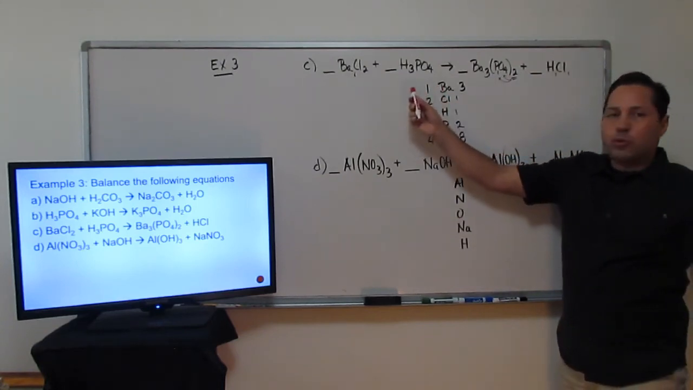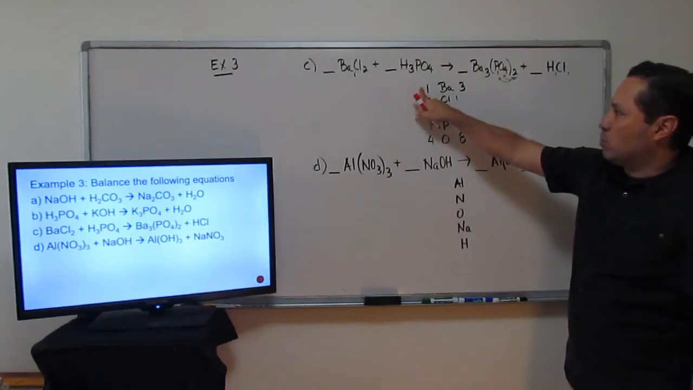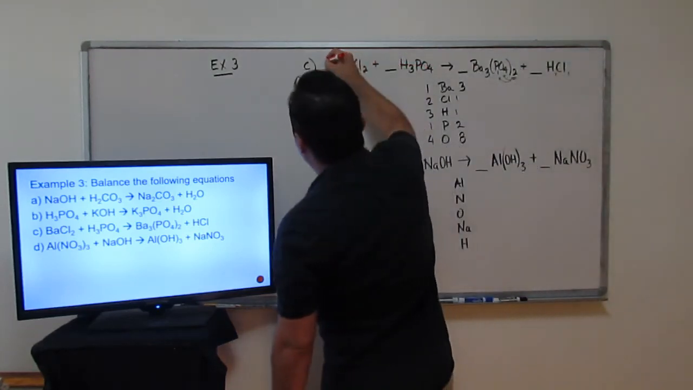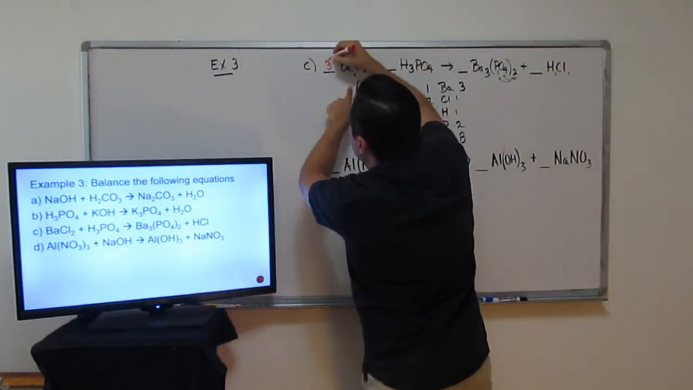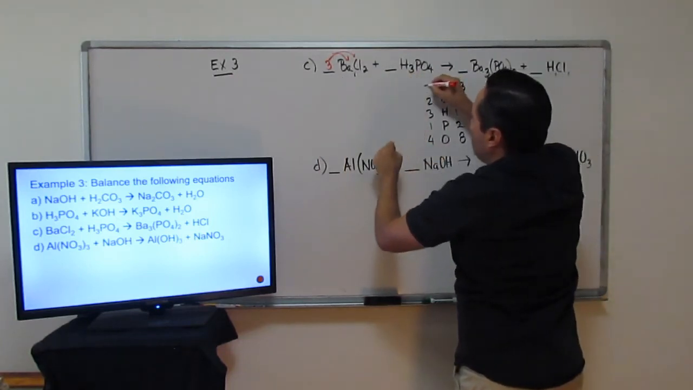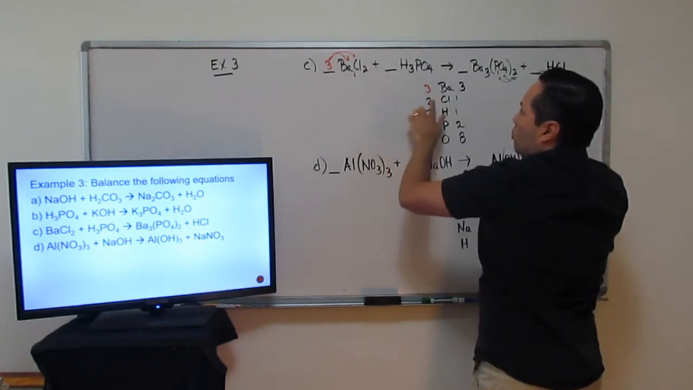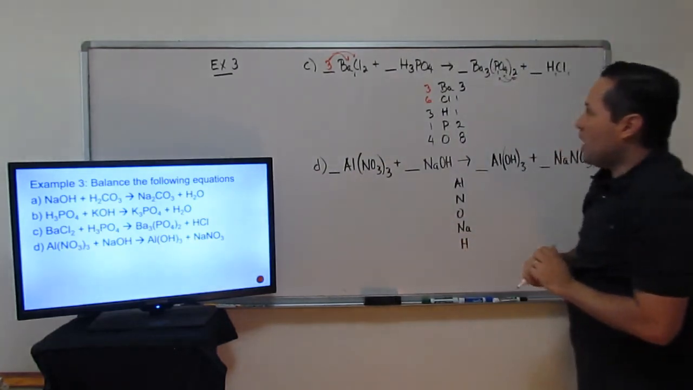BA, there's 1 on the left, 3 on the right. So I'm going to multiply this number times 3, because 3 times 1 will give me 3. So for the BA, I'm going to put a 3 right here. That's going to distribute to the BA and the Cl. BA, that's 3 times 1, that's 3. So I'm going to erase it, put a 3 in its spot. And for the Cl, which is right here, it's 3 times 2, that'll give me a 6. So there you have it.